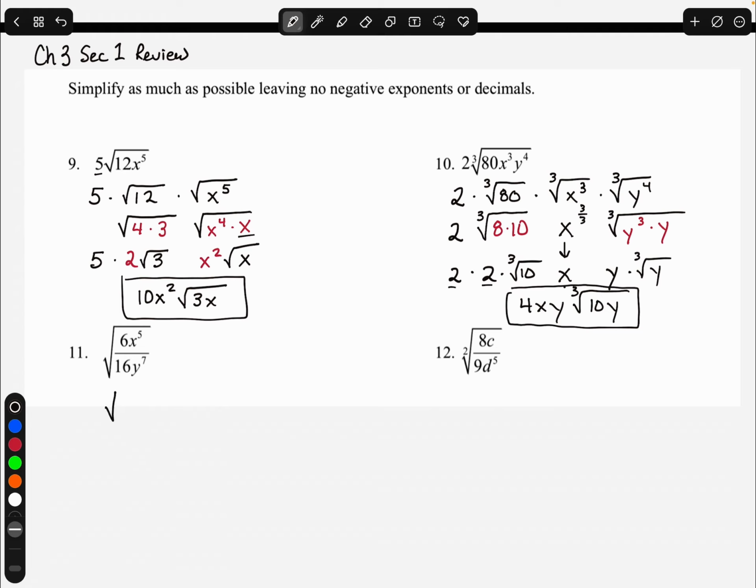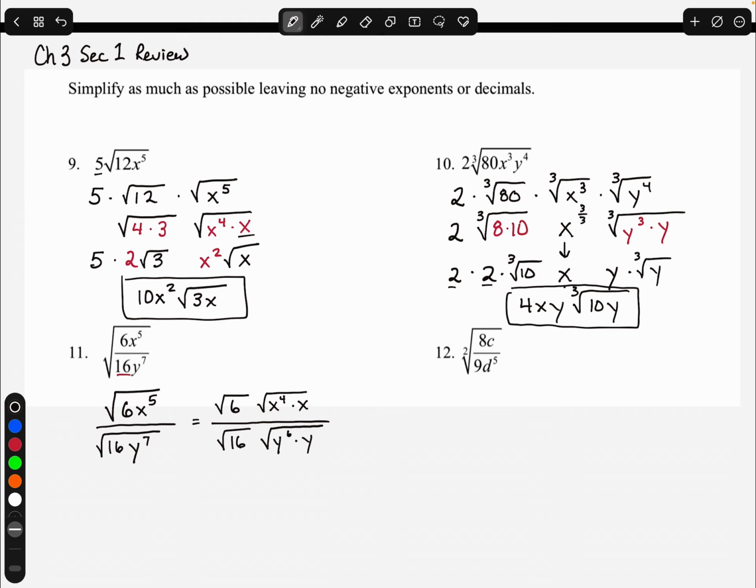When I look at this one, I'm going to think of it as the square root of 6x to the 5th over the square root of 16y to the 7th. The reason I'm doing that is because I know that 16 is a perfect square. As I go to simplify this, I'm looking for perfect square factors or things that can be split apart. I've got a square root of 6, and a square root of x to the 4th times an x on the top. On the bottom, a square root of 16, and then a square root of y to the 6th times a y.